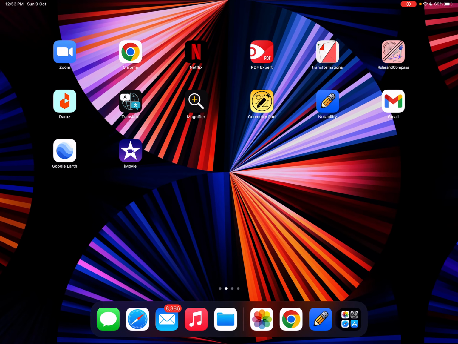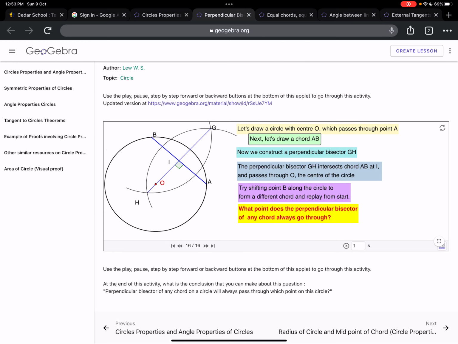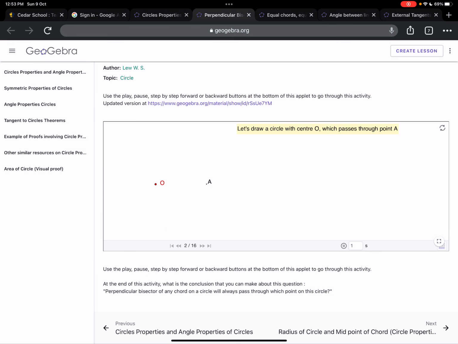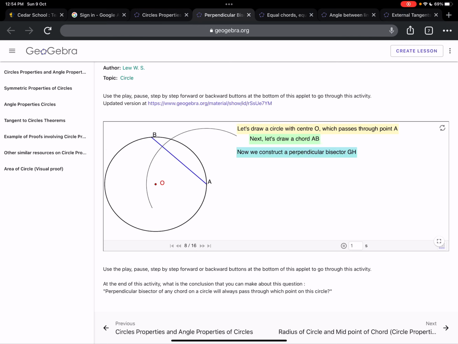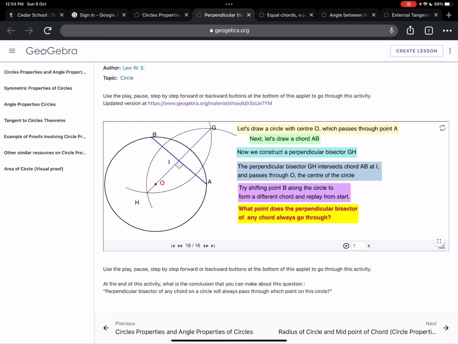Let's look at an applet to further understand this. So if I draw a circle with center O and A, B are the points on the circumference of the circle, if you draw a perpendicular bisector, these are the construction steps. What you notice is that the perpendicular bisector is a line that is going to pass through the midpoint of AB, and it's also going to be perpendicular, and it is going to pass through the center of the circle.